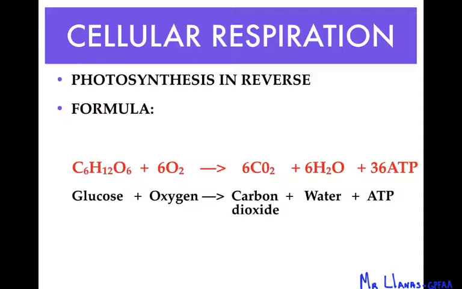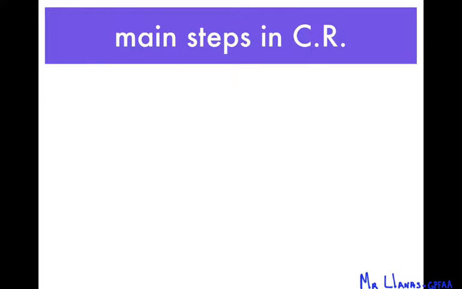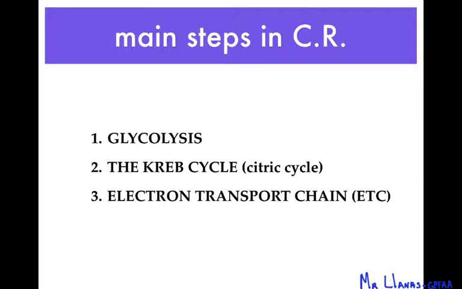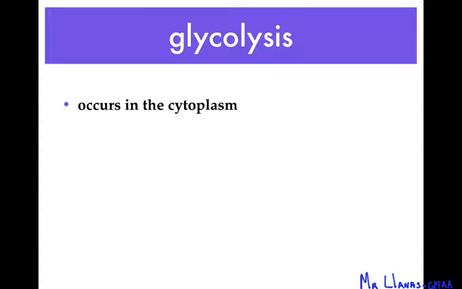So the formula for photosynthesis is CO2 plus water plus sunlight, and that gives us glucose and oxygen. Well, here in cellular respiration, we use glucose and oxygen produced during photosynthesis to produce carbon dioxide and water plus the energy that we need, okay, which is ATP. Now, cellular respiration is divided into 3 steps: glycolysis, which happens in the cytoplasm; the Krebs cycle, which happens in the mitochondria; and the electron transport chain, which happens in the membranes of the mitochondria.